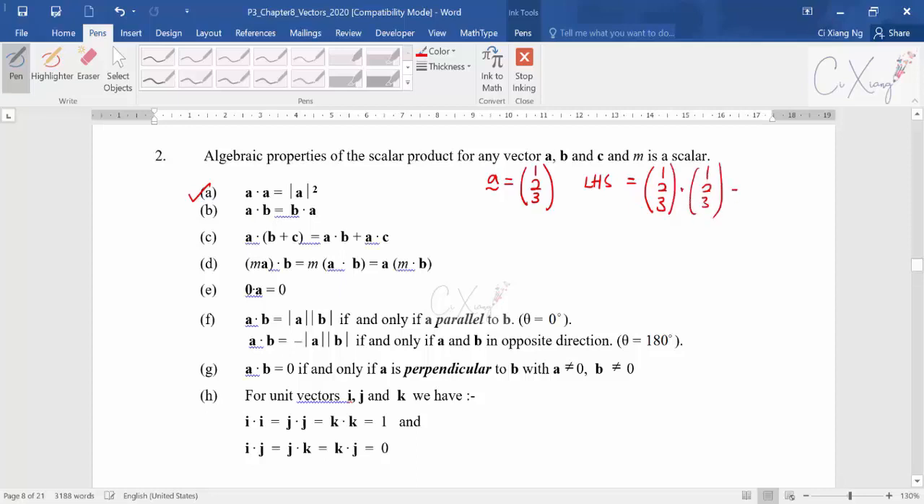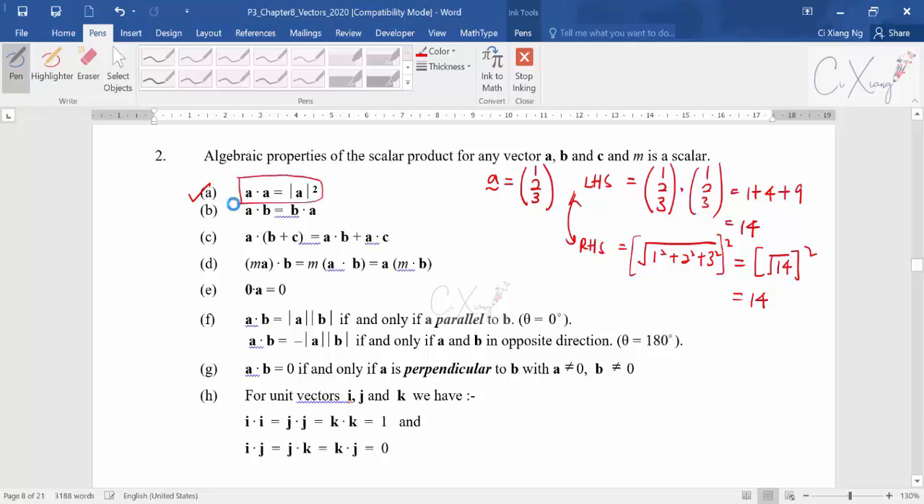And I'm having 1 plus 4 plus 9, which is equal to 14. Okay, and then what is the right hand side? The right hand side means that I'm having modulus A. So modulus A means the square root of 1 square plus 2 square plus 3 square, and then I square the whole thing. I square the modulus of A. So you'll see that I'm squaring the square root of 14, and the final answer is equal to 14. So that's why the left hand side and right hand side have the same value, right? Which means this is the correct property.